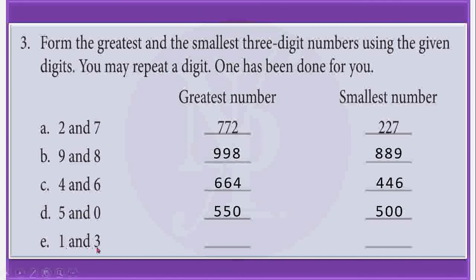E, 1 and 3. The greatest number is 331, and the smallest number will be 113. So you have to form greatest and smallest numbers by repeating digits as shown here.